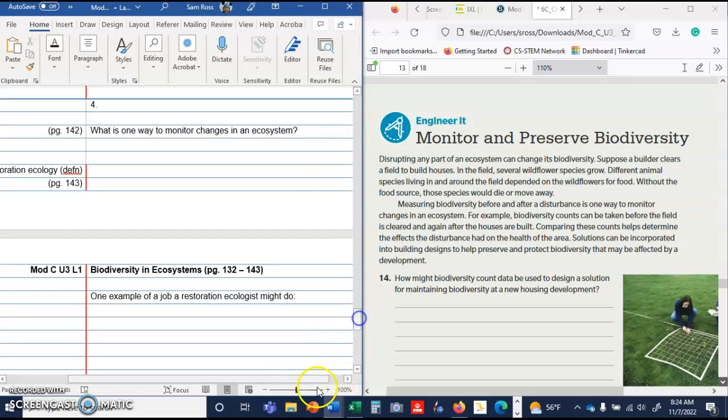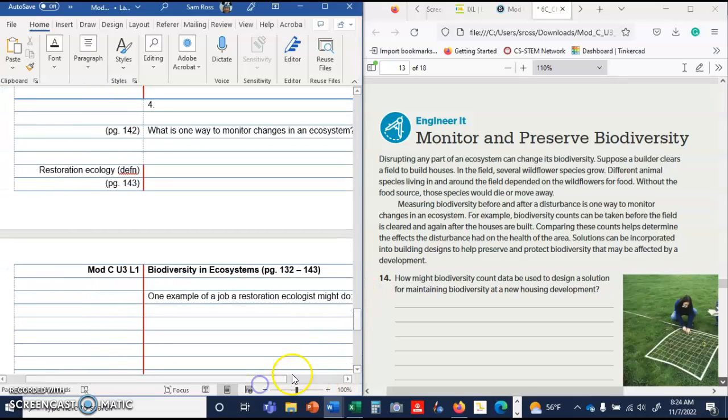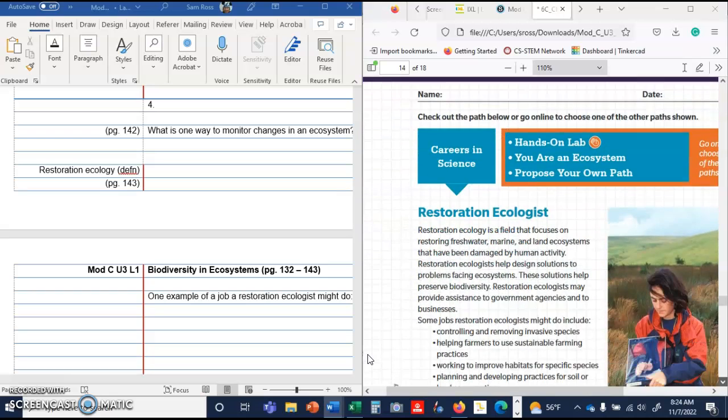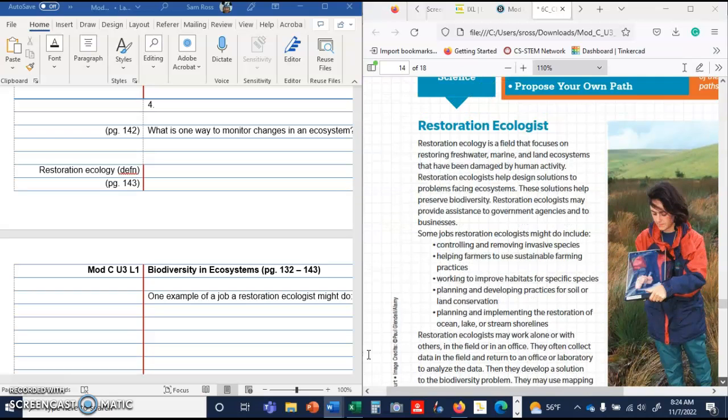So let's scroll down. Restoration ecology. Gosh, that sounds so cool. Let's see what restoration ecology is. Oh, here we go. Restoration ecology is a field that focuses on restoring freshwater, marine, and land ecosystems that have been damaged by human activity. So you'll need all of that for restoration ecology.